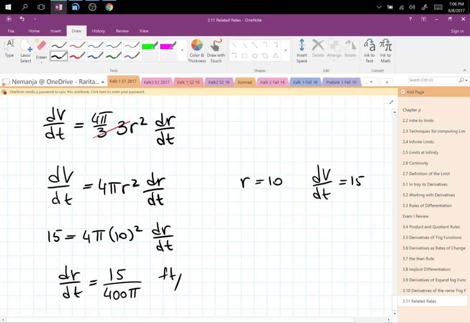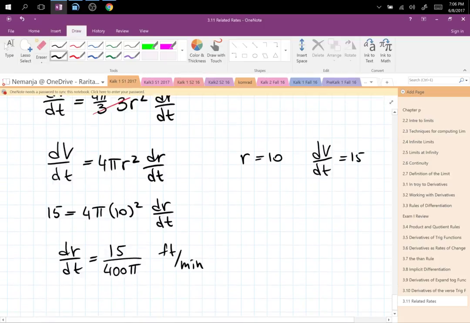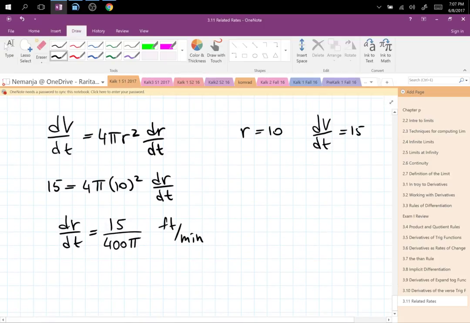That's feet per minute, I think. Was that minute? Yeah. Feet per minute. You can divide by 5. So dr/dt, which is the change of the length of the radius in time, is 3 over 80 pi if you divide by 5. Feet per minute. And that's the answer.